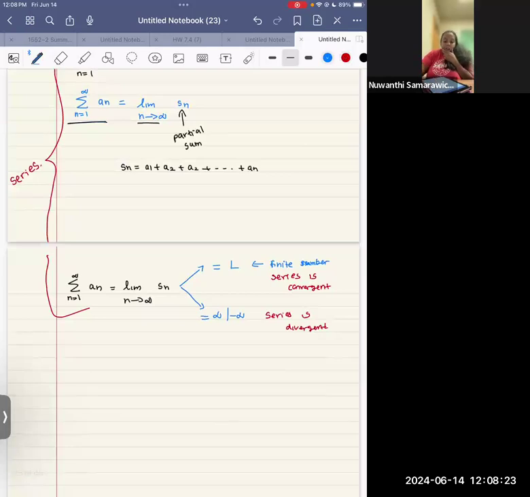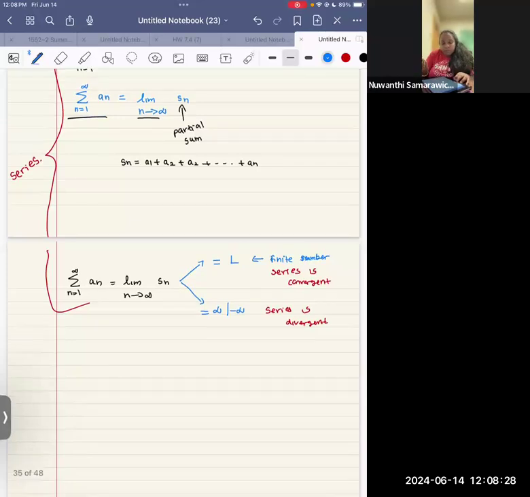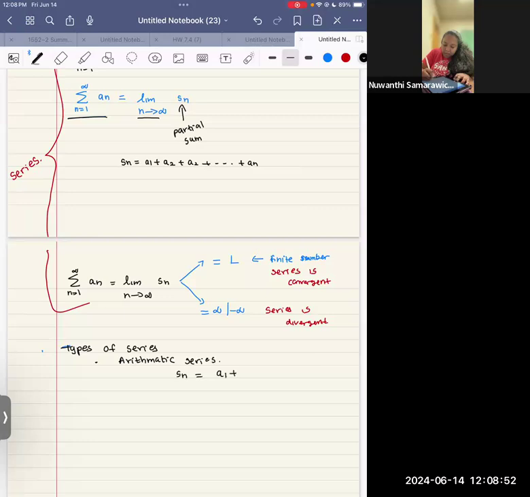And then what did we learn? We learned some types of series. The first one we said was the arithmetic series. For an arithmetic series, we can get the partial sum from a1, the first term, plus the last term, divided by 2 and multiplied by n.